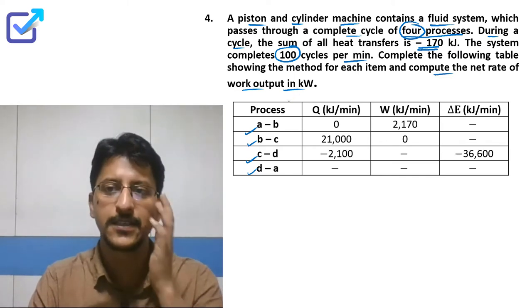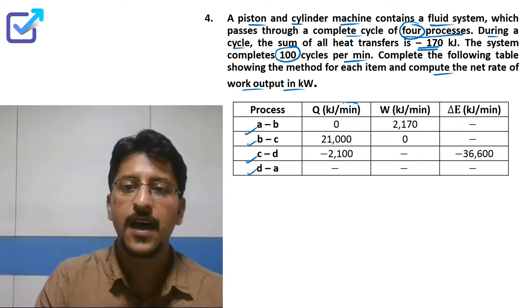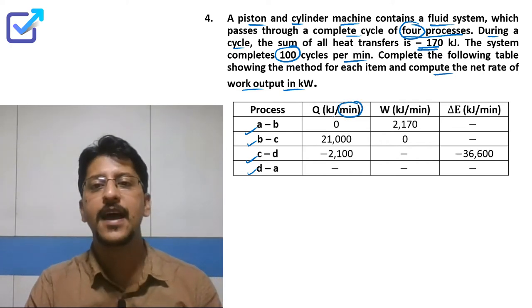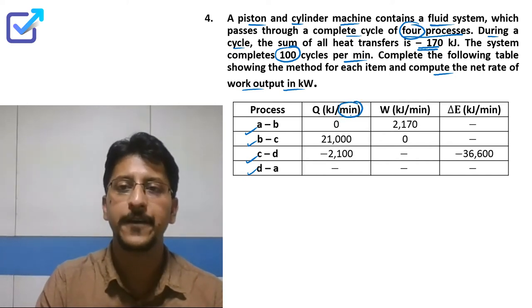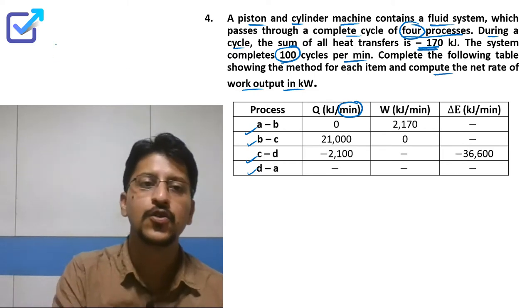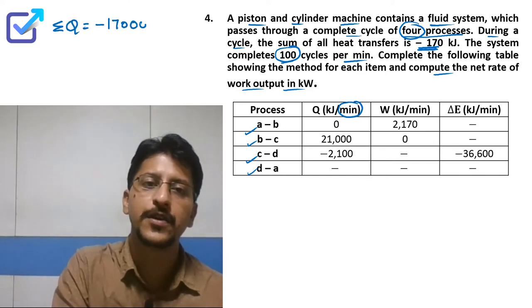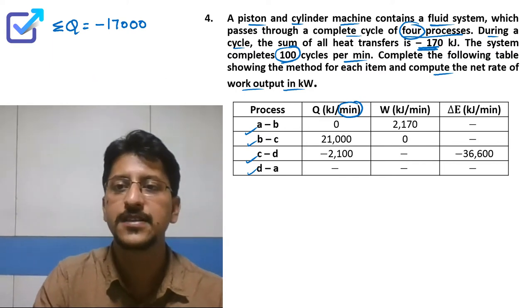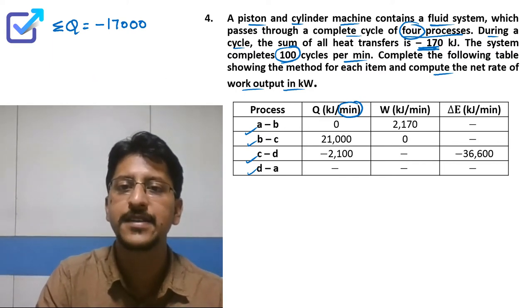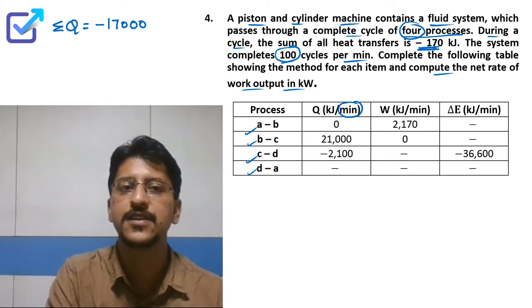Clear? So these are the values that are given in this table as kilojoule per minute. Okay, and this is the value per cycle, and it completes 100 cycles per minute. So your summation of Q will be equal to minus 17000. Okay, why? Because it is for one cycle and it completes 100 cycles per minute. So multiplying this 170 value by 100, we get this value.